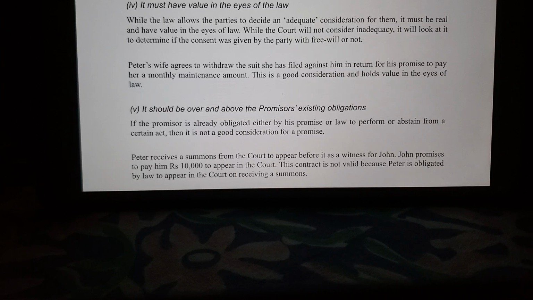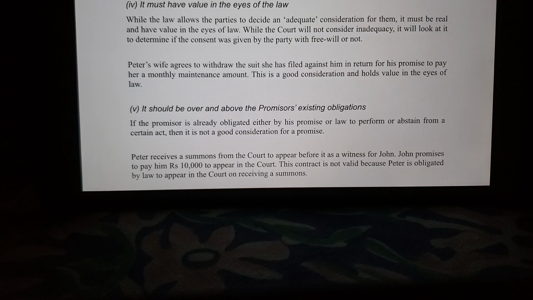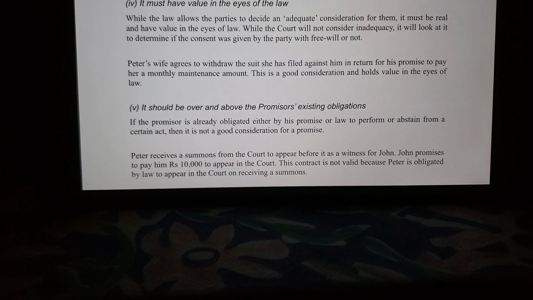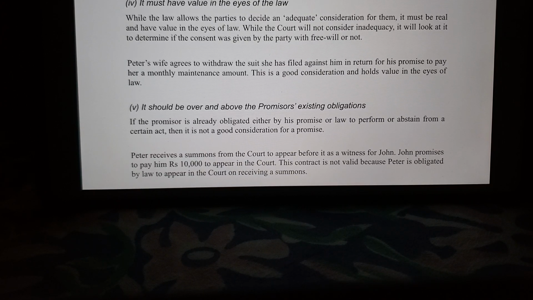Fifth, it should be over and above the promisor's existing obligations. If the promisor is already obligated either by his promise or law to perform or abstain from a certain act, then it is not a good consideration for a promise.